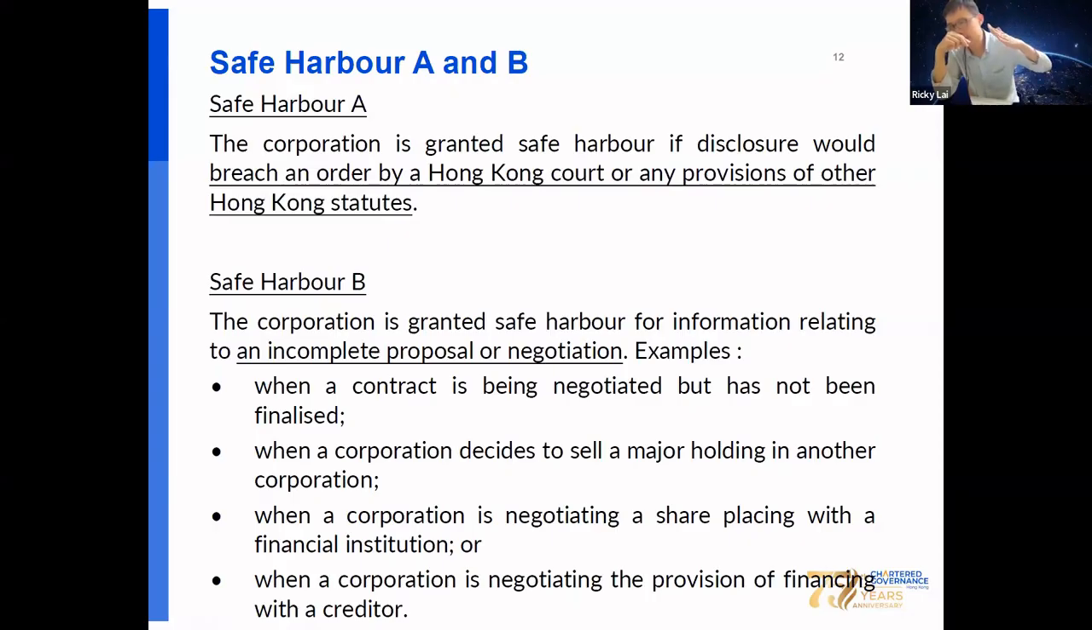Or when the company decides to sell a major holding in another corporation, for example, or when the company is negotiating a share placing with a financial institution, or the corporation is negotiating the provision of financing with creditors. Everything has not yet been finalized. Incomplete proposal or negotiation is still in progress. Remember, confidentiality is very important. With confidentiality maintained, the company can be granted safe harbor B.